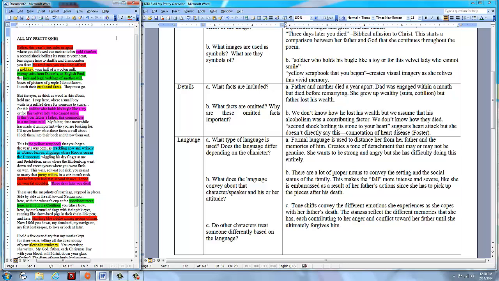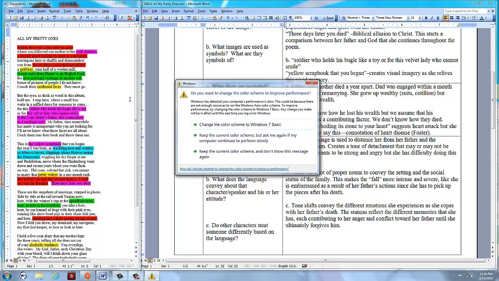We don't necessarily know how her mother and father died. The line, "the second shock boiling its stone to your heart," does suggest a heart attack, but she doesn't directly say this. Remember back in Foster, if it's something to do with the heart, it always means something else.